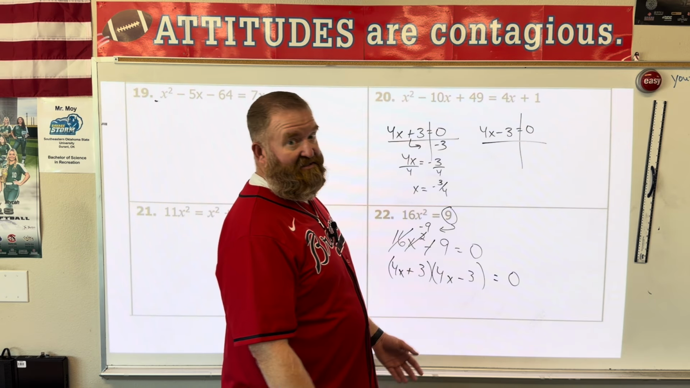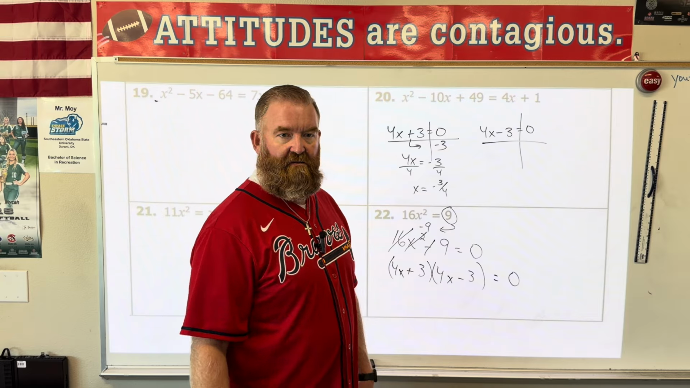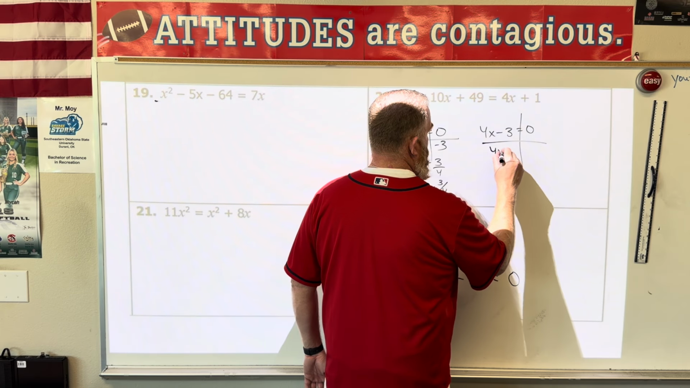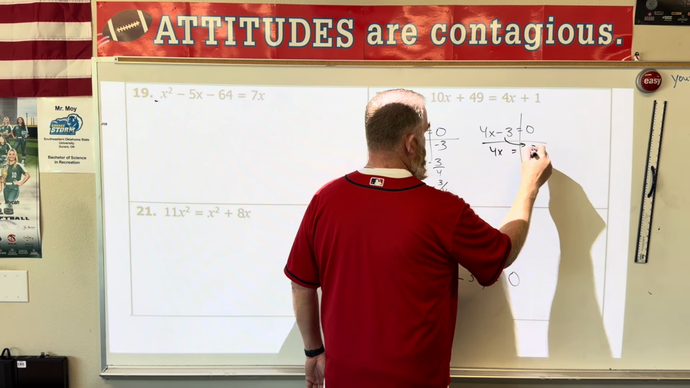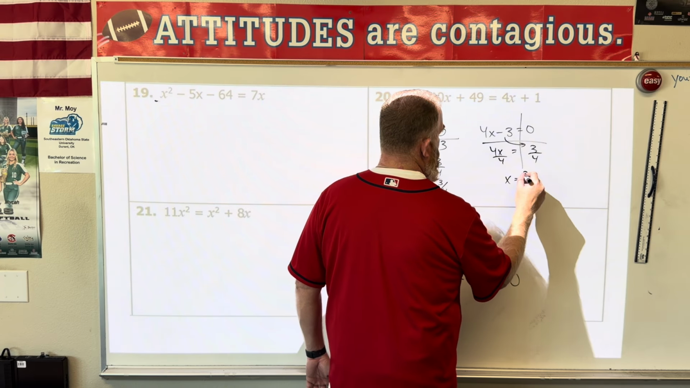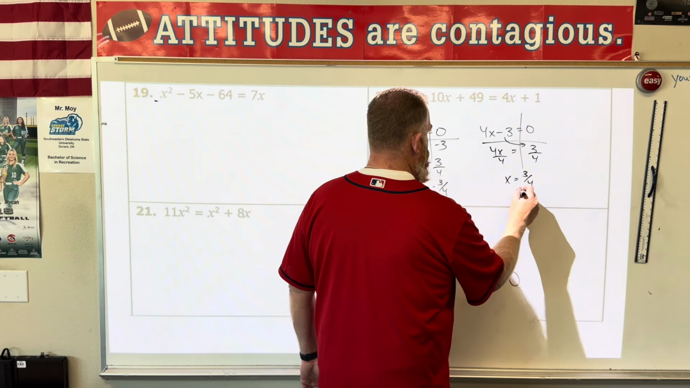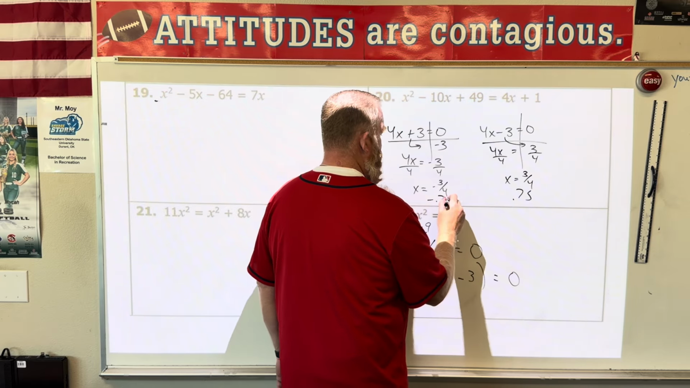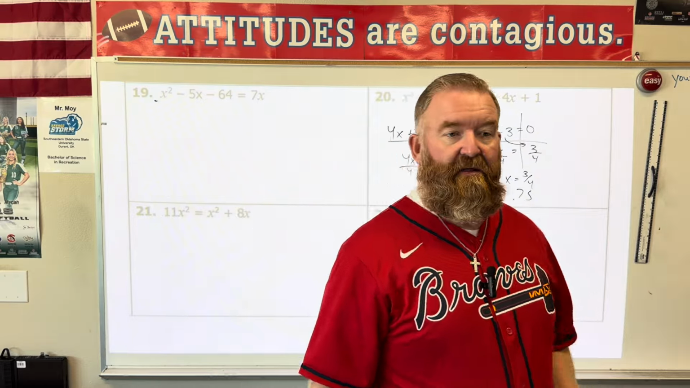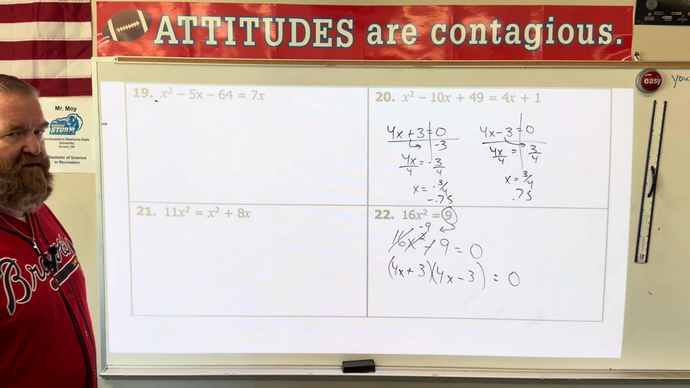The other one's probably positive 0.75. Is that correct? Let's check it. Negative 3 becomes a what? So I've got 4x equals, we're going to move this over, it becomes positive 3. Good. Divide by 4. Divide by 4. X equals 3/4. 0.75, negative 0.75, for those of you that use Desmos. Good?